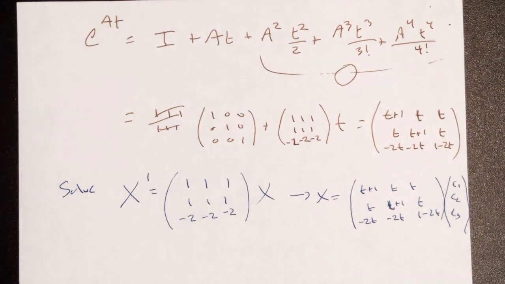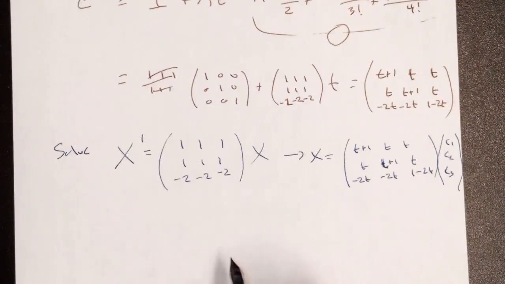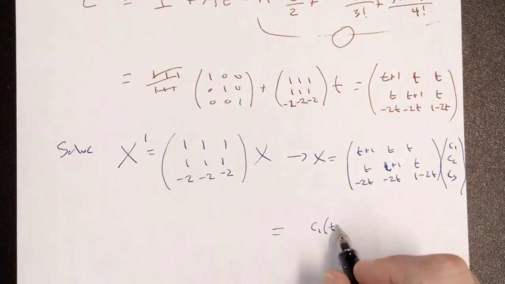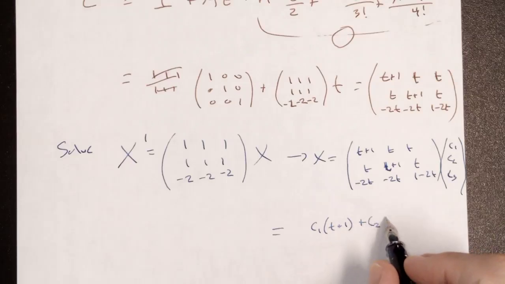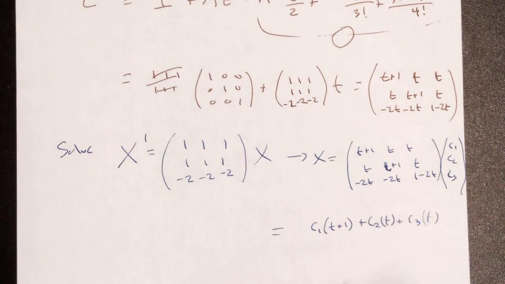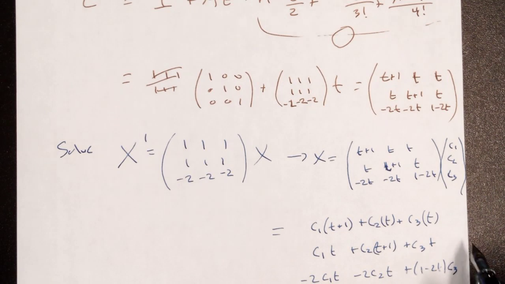Which means I can actually write this out. C1 times (t plus 1) plus C2 t plus C3 t, C1 t, C2 times (t plus 1), C3 t, minus 2 C1 t, minus 2 C2 t, plus (1 minus 2t) C3.